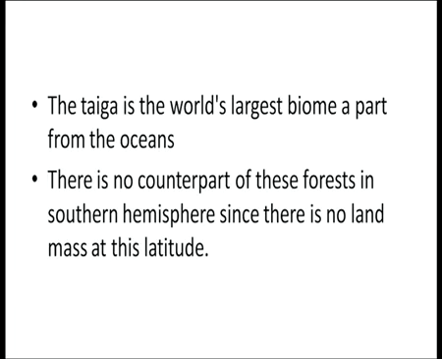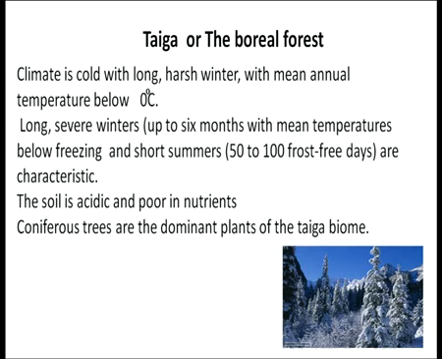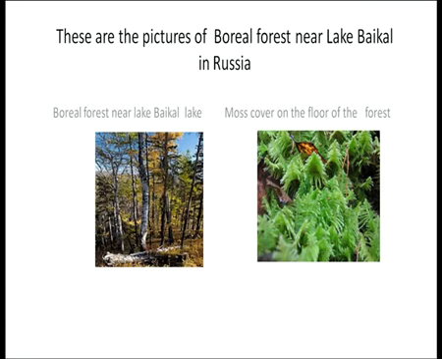The climate is cold with long harsh winters and the mean annual temperature is below 0 degrees Celsius. Long severe winters up to 6 months with a mean temperature below freezing and a short summer of 50 to 100 days are the characteristics of taiga. The soil is acidic and poor in nutrients. The coniferous trees are the dominant plants of the taiga biome. These are the plant species commonly found in these forests.